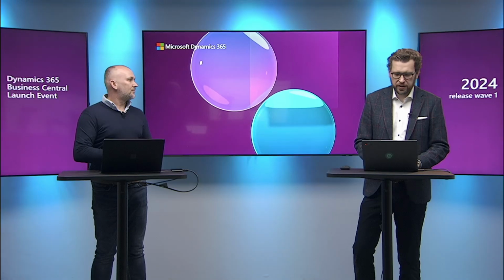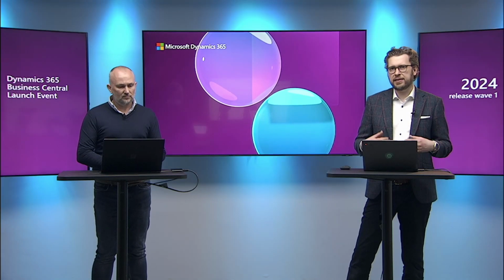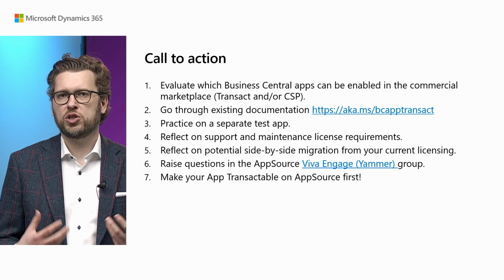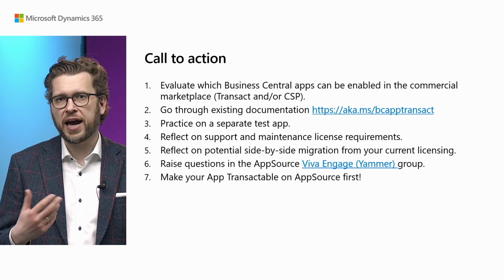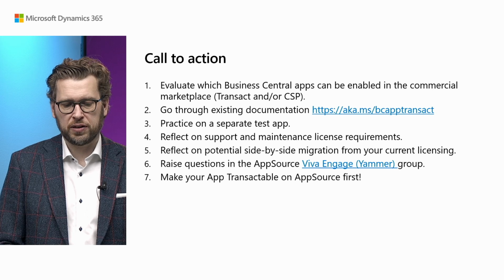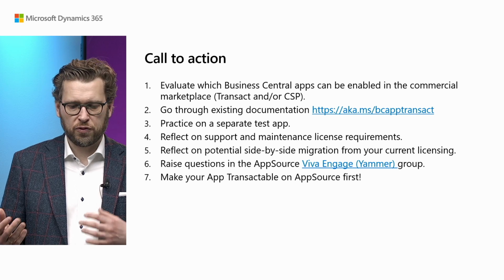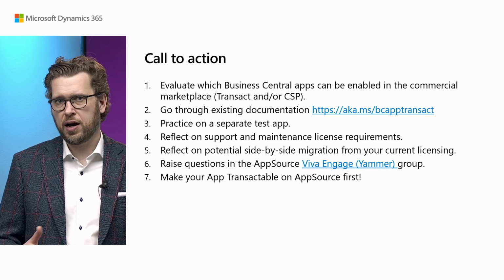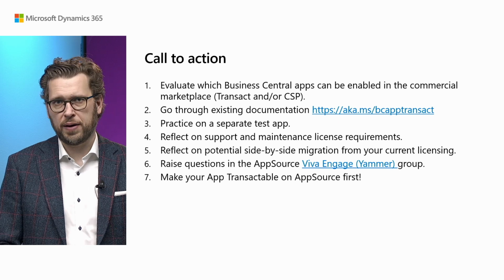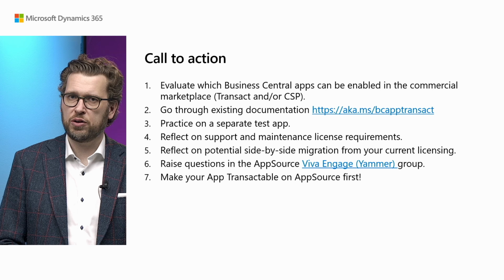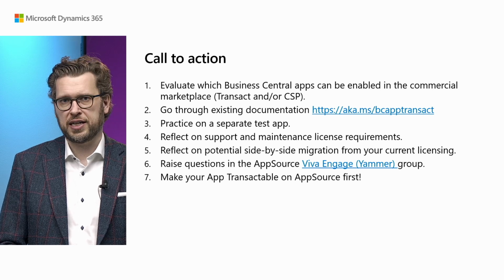So first off, look at the apps that you have today and think about which of those makes sense or you can enable to sell in the commercial marketplace, right? So that could be Transact and CSP. And that, of course, depends on how the licensing model fits your application. But that's the first step. Look at the fit for your app and how you can get those apps onto Transact.